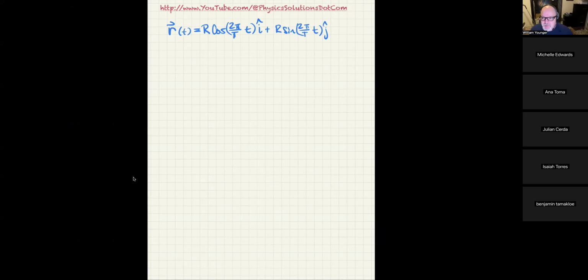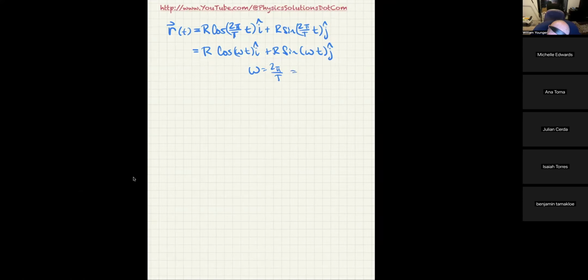It's really good for the table I'm getting ready to make, but the better value is this: r cosine omega t i hat plus r sine omega t j hat. So omega is just the same thing as 2 pi over T, which also happens to be 2 pi times the frequency. That's frequency, something y'all haven't heard of yet, but you might have heard of it just, for instance, by having a radio.